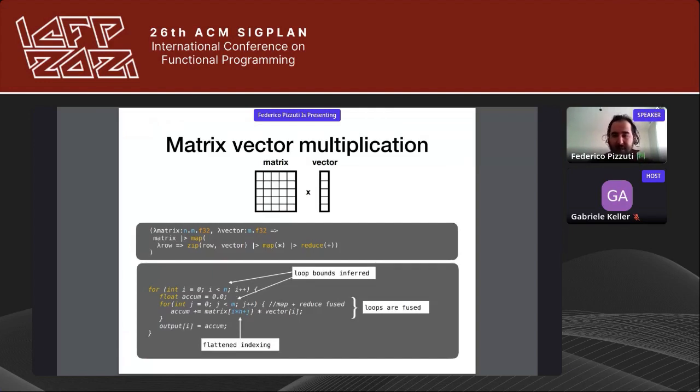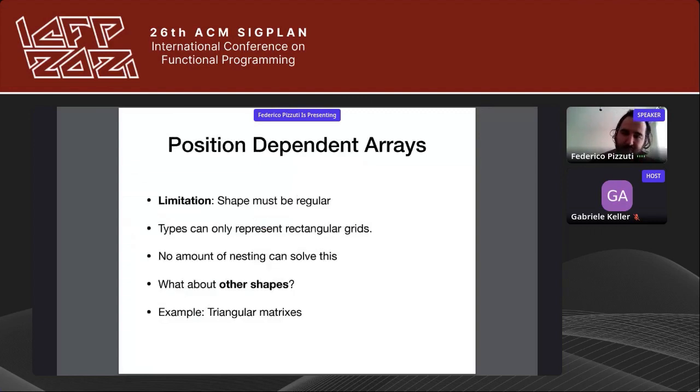The loops, the map and reduce loop, have been fused together, so we can do this kind of optimization. And also the matrix, which is a two-dimensional array within our type system and logically, is actually implemented as a flat buffer. And the array can figure out the flattened indexing thanks to the algebraic properties of what it means to index into an n.m.float32.